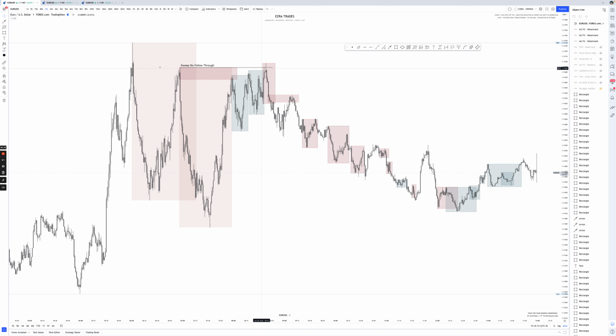We only swept that level and probably came in just to mitigate something in here, right? So we're still respecting this supply range. So now what do we have? A supply range forming after we swept a previous supply range, but we came in to further mitigate deeper into another unmitigated supply range.